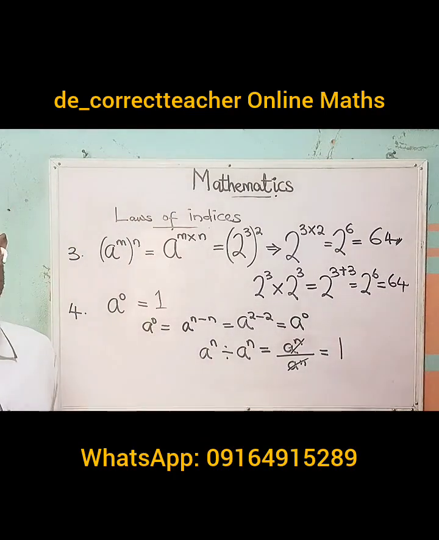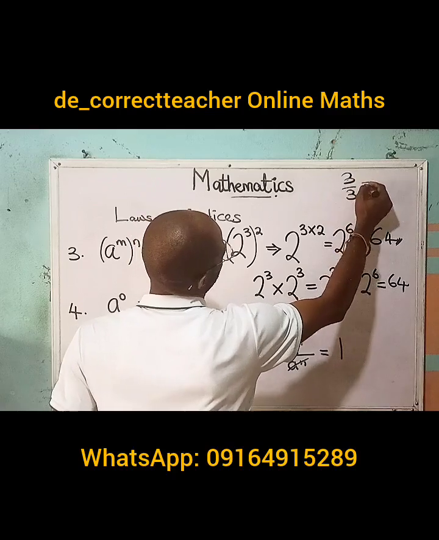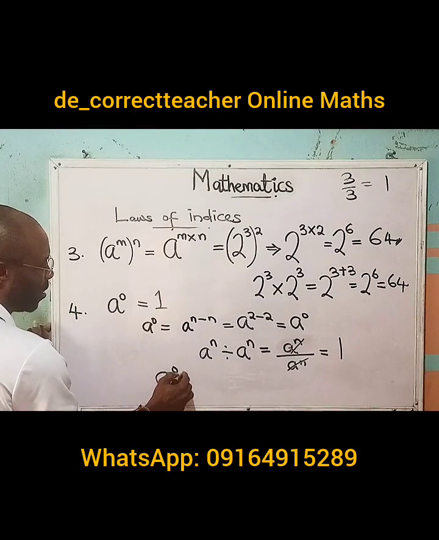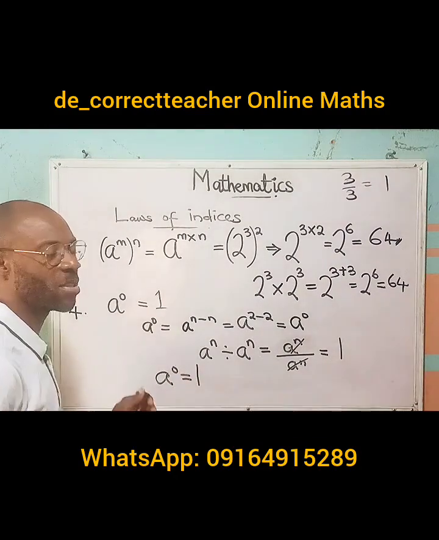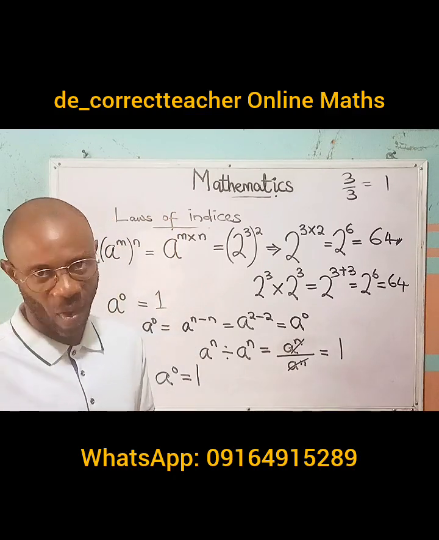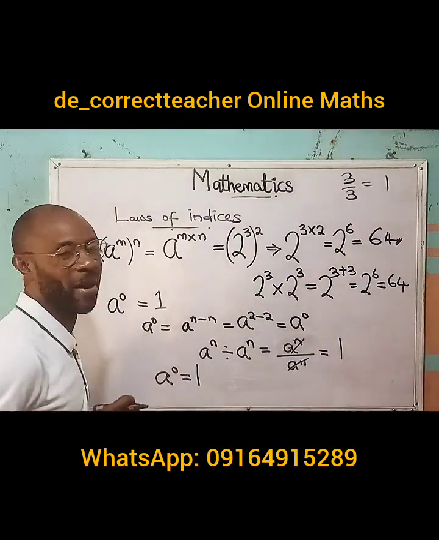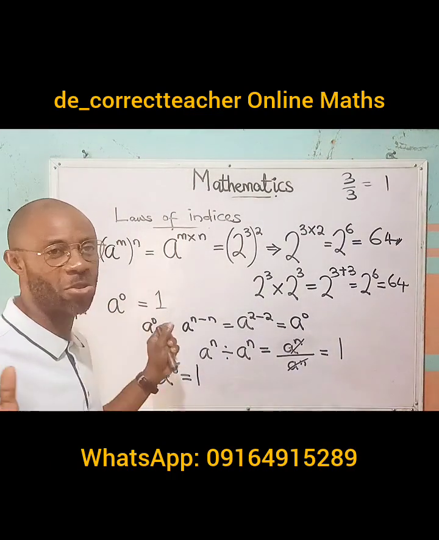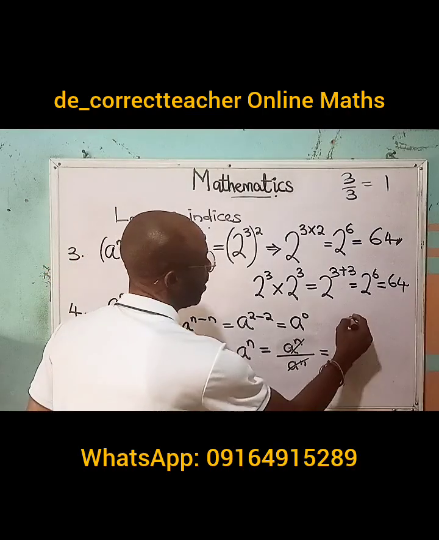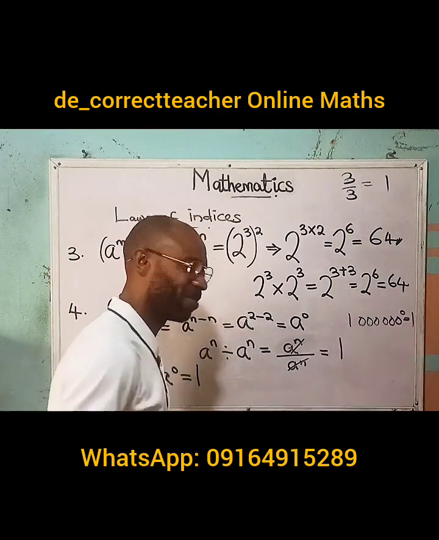Remember, any number divided by itself is 1. Like 3, use 3 to divide 3, that is 1. So that's what I just did here. So what it means is that A raised to the power of naught is equal to 1. Not just A raised to the power of naught. Any number raised to the power of 0 is 1. So this is just the proof of how it can give 1 when you work it out. Just know that any number raised to the power of 0 is 1. No matter how large the number is, even if it's 1 million, 1,000,000, raised to the power of 0 is 1.